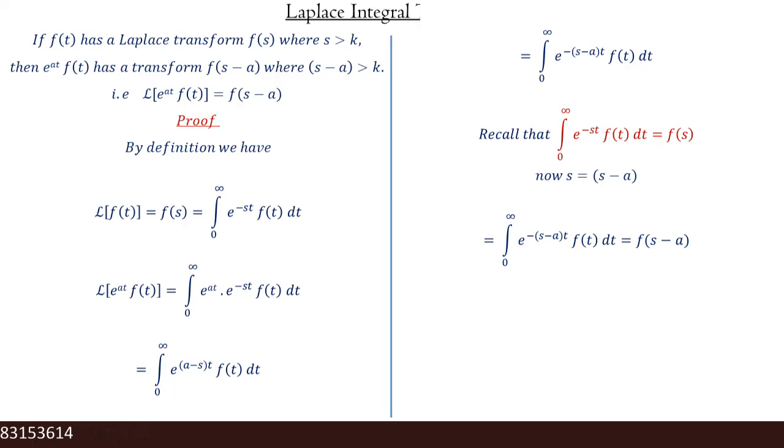So when we do that, we are going to see that the Laplace transform of e raised to the power of at f of t is the integral from 0 to infinity of e raised to the power of minus (s minus a)t f of t dt, which is F of s minus a. So this is the proof for the first shifting principle.